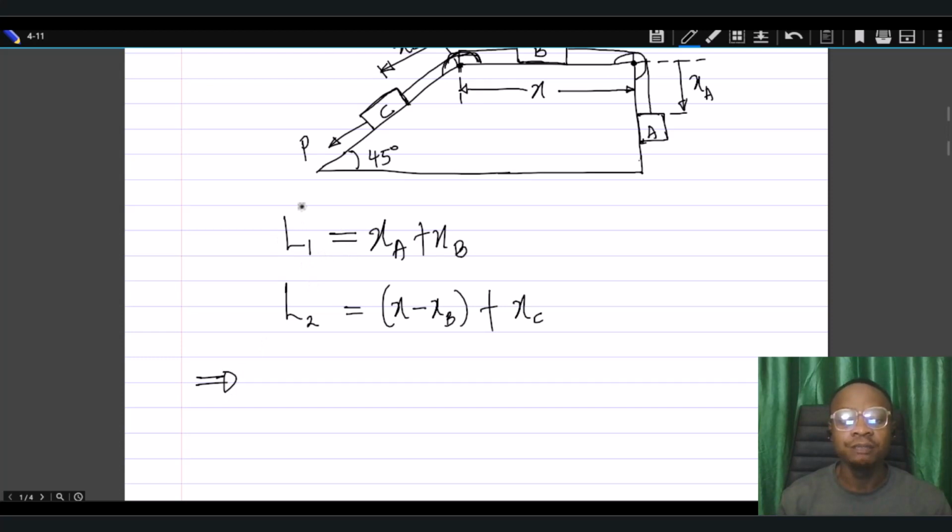And if we differentiate this with respect to time, of course, the derivative of L1 with respect to time will be 0, because L1 is the constant total length of cable 1, and this will give us VA plus VB. And when we differentiate the second one, the derivative of L2 gives us 0. The derivative of x gives us 0, because x is a constant. It is a distance between two fixed points. So that is a constant, and that derivative gives us 0. Then we have minus the derivative of xb, which is vb, plus the derivative of xc, which is vc.